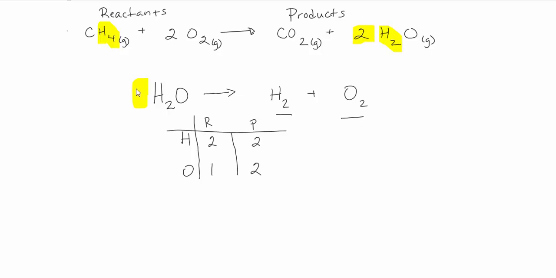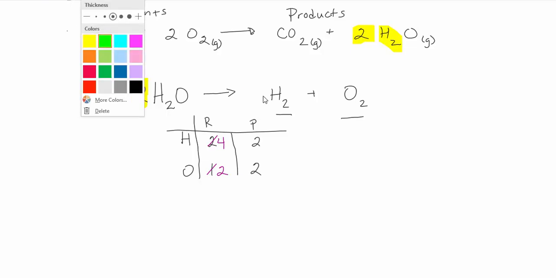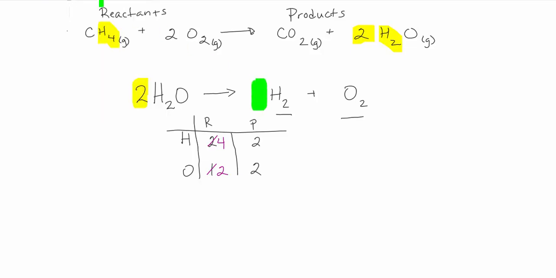So if I put a 2 here, what that indicates is I have 2 moles of water. And those 2 moles of water are now going to break apart. And let's redo our record keeping here. Let's change our color. So now I have 4 hydrogen and I have 2 oxygen. My oxygen is balanced, but now my hydrogen is not. So I need to add another coefficient, this time in front of the hydrogen. And then that will balance my hydrogen as well.